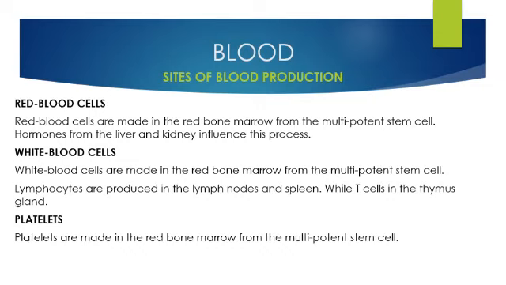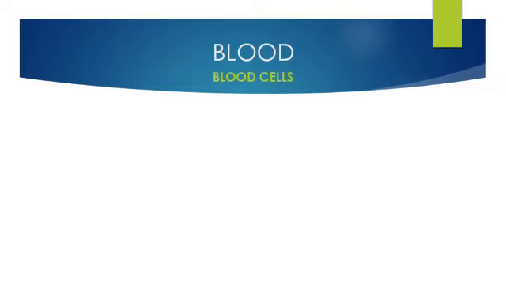So as you can see, all these three blood cells are made from the multipotent stem cell. So it's easy to remember. Then some white blood cells are made from the lymph nodes and spleen, while the T cells are made in the thymus gland. So that's all for today's lesson, and thanks for being part.